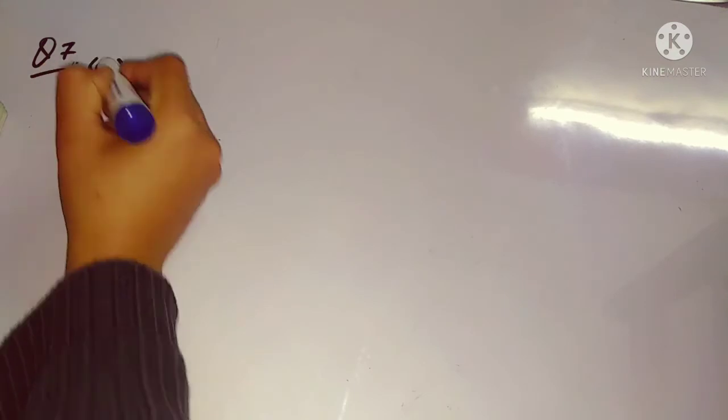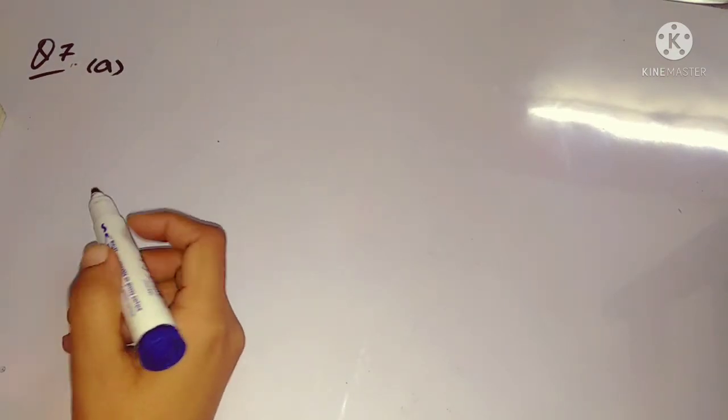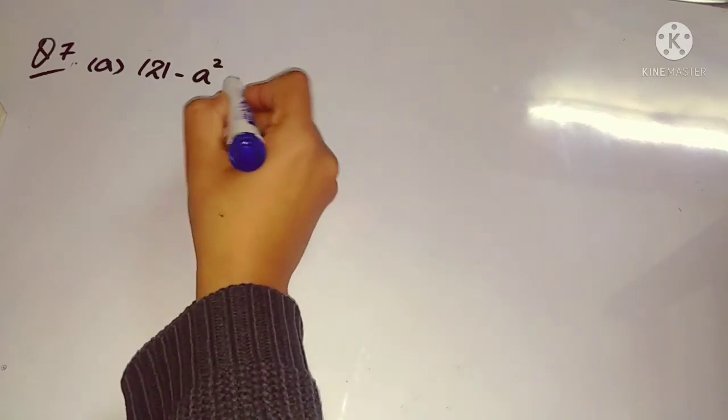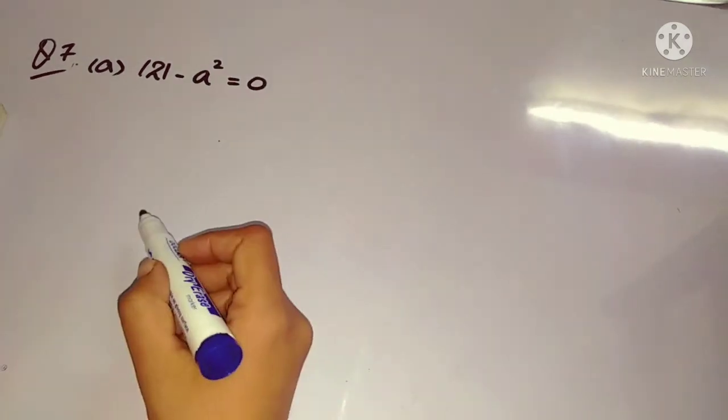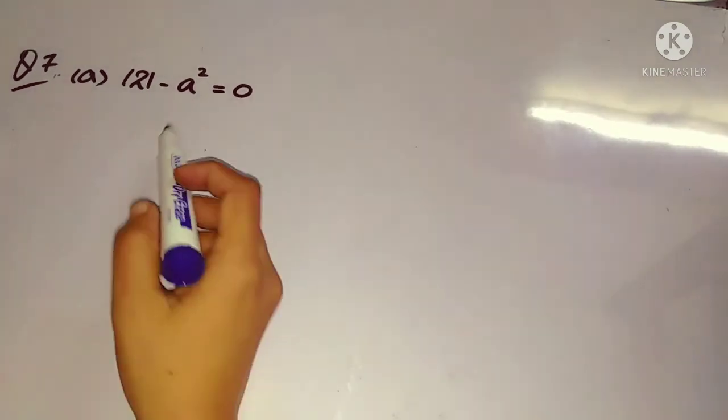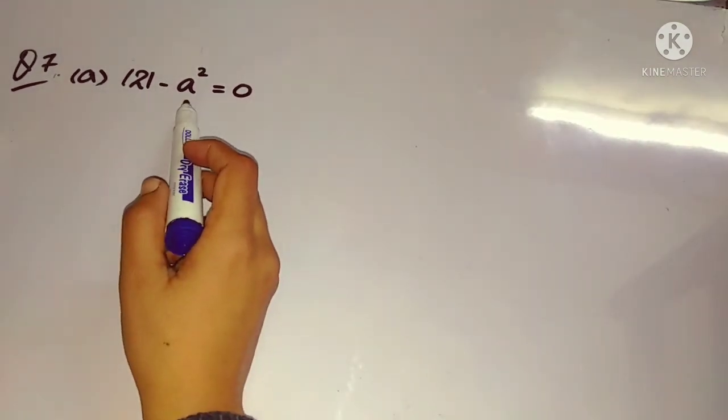This is question number 7, part A. Part A is 121 minus a squared is equal to 0. So students, we have to solve the equations. It means that we have to solve for the value of the variable. So here the variable is a, so we have to find out the value of a.